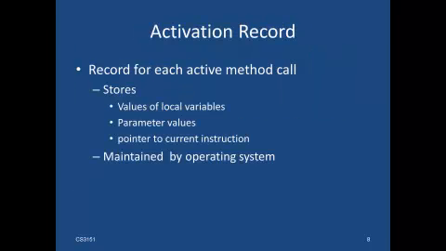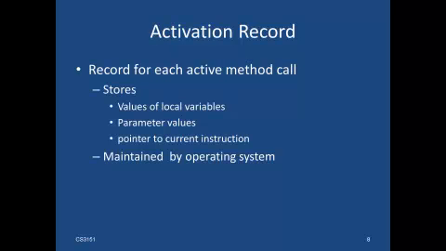The information that is maintained for each method call is called an activation record. Whenever a method is called, an activation record is created that records the values of the local variables and of the parameters. It also keeps track of the instruction that is currently executed. The operating system creates these activation records. The programmer does not have to be concerned about those records. There can be many active method calls at any point in time, where a method call is active if that method call has been made but the called method has not yet been completed.